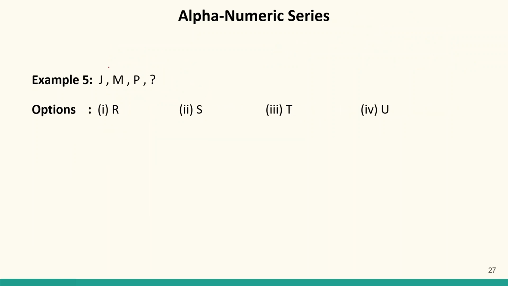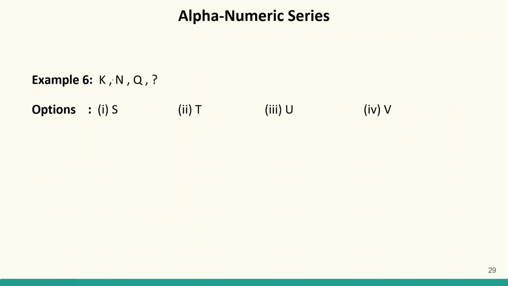Okay, now let us solve this. The rank of J is 10. The rank of M is 13. The rank of P is 16. So I can see there is an increment of 3. We are adding 3 ranks. Similarly, we will add 16 plus 3. We will find the 19th forward rank. So the 19th forward rank will be S. So the answer will be 2.